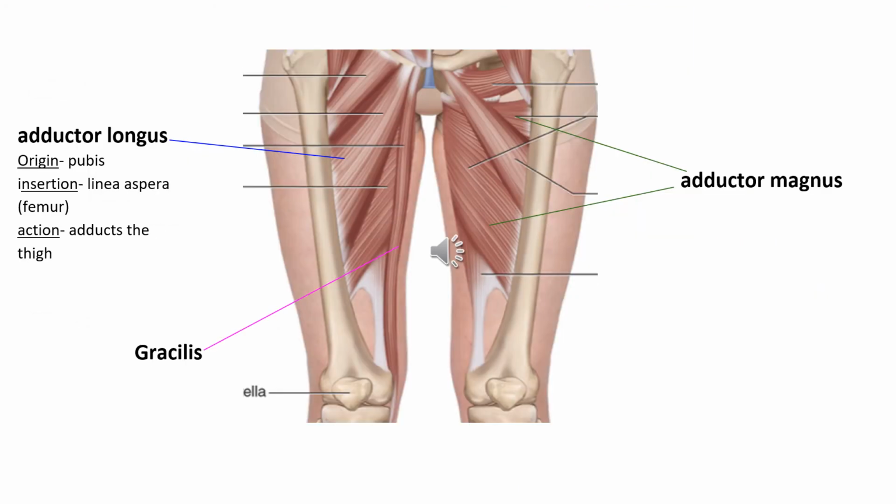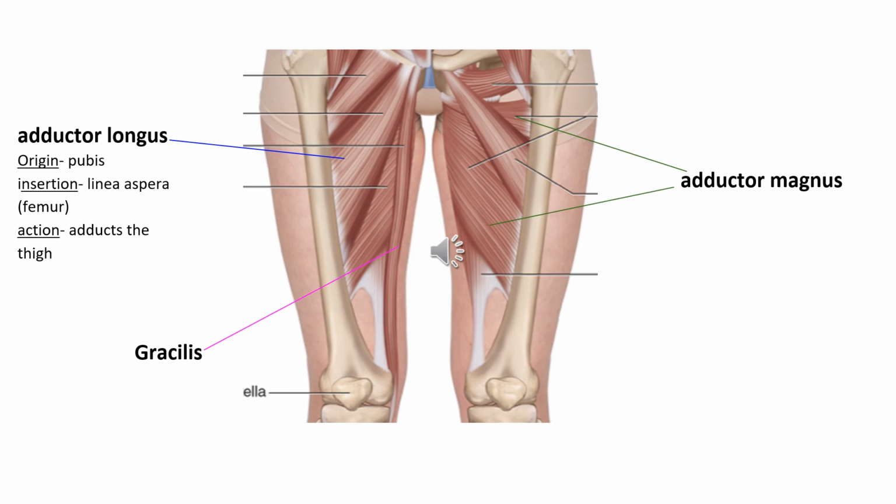This is the gracilis. Its main actions are to adduct the thigh and to flex and medially rotate the leg. This is the adductor longus. Its origin is at the inferior body of the pubis, and its insertion is at the linea aspera of the femur. Its main action is to adduct the thigh at the hip.